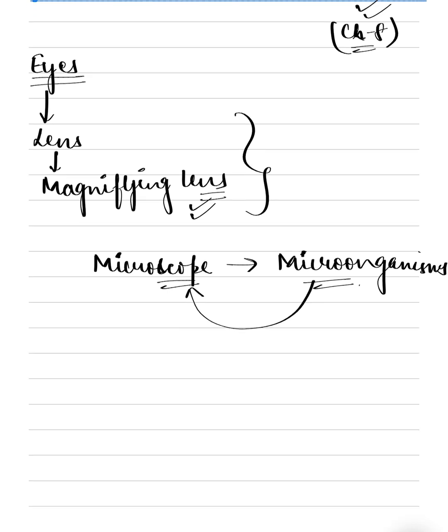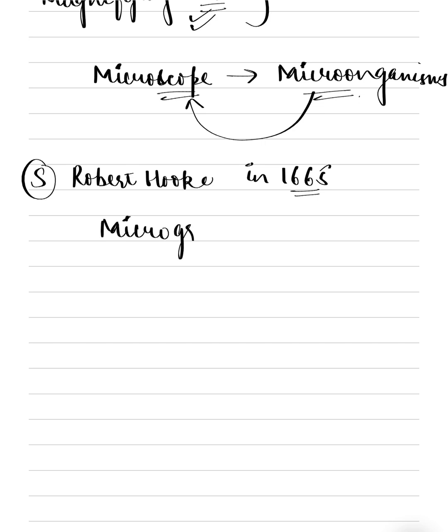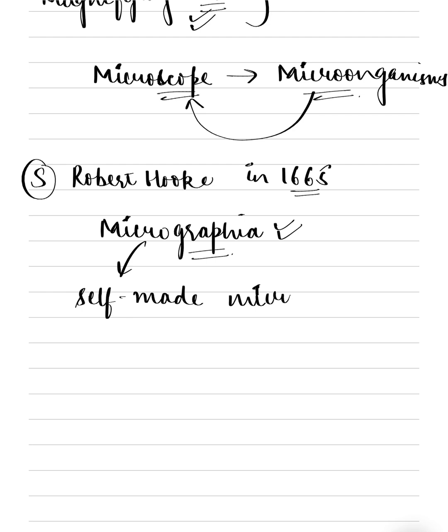Now let's discuss the scientists. So there was a scientist called Robert Hooke. In 1665 he wrote a book called Micrographia. In this particular book, he showed detailed diagrams of tiny organisms that we have never seen before. He saw those organisms by using a self-made microscope.